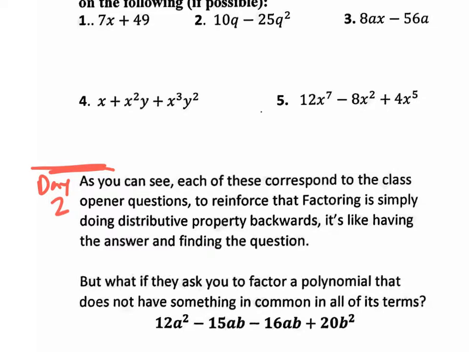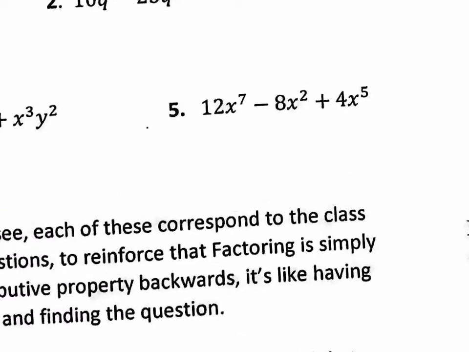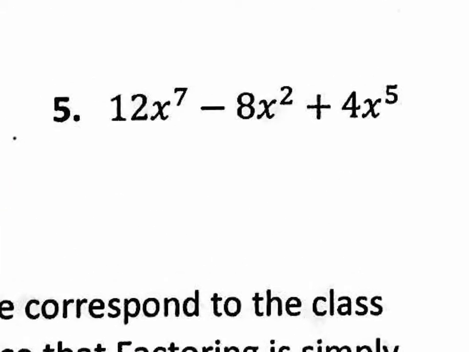So we already know how to pull out the GCF. If I look at number 5 right here, I'm looking at all three terms and thinking, okay, the 12, the -8, and the 4, what multiple is in common? There's definitely a 4. And there's also x's in all the terms. There's an x to the 7th, an x squared, and an x to the 5th. What's the greatest amount of x's I could pull out? X squared. So I could figure out my GCF just by looking at all the terms.